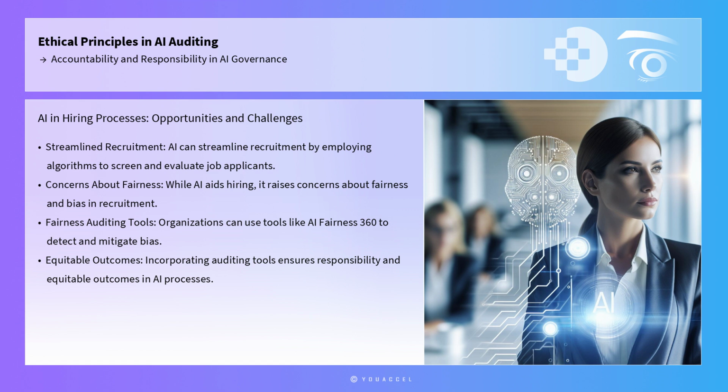Another example is the use of AI in hiring processes, where algorithms are employed to screen and evaluate job applicants. While AI can streamline recruitment, it also raises concerns about fairness and bias. To address these issues, organizations can utilize fairness auditing tools such as the AI Fairness 360 Toolkit. This open source library provides metrics and algorithms to detect and mitigate bias in AI systems. By incorporating such tools into their governance practices, organizations can uphold responsibility and ensure equitable outcomes in AI-driven processes.